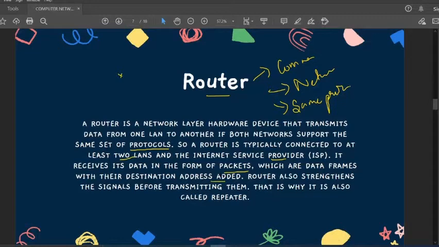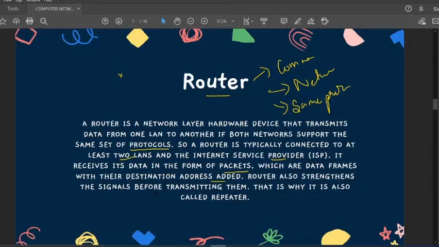Okay, which are data frames with their destination address added. So whenever the router is receiving the data, or the packets, as I will call them from now, they have the destination address added. That means where it needs to go, in which system it needs to be transferred, like the MAC address. That destination address is added.